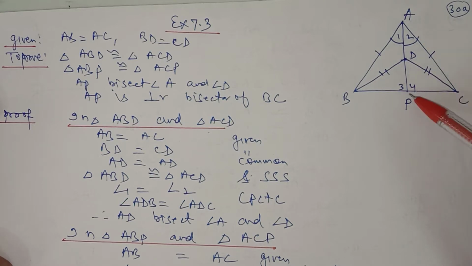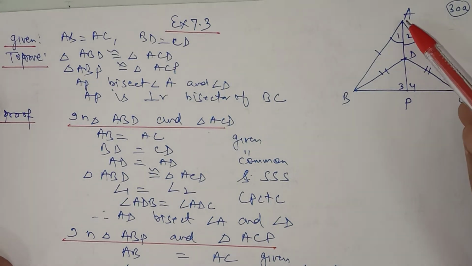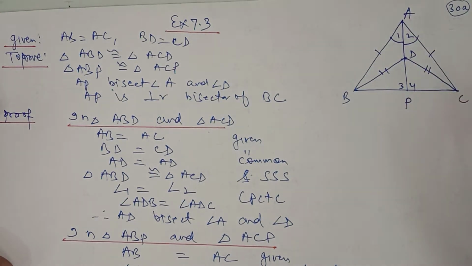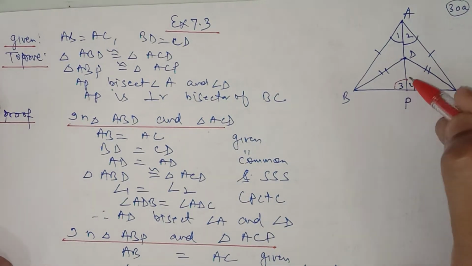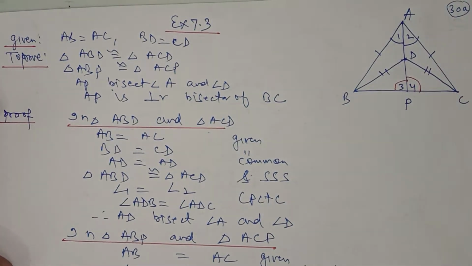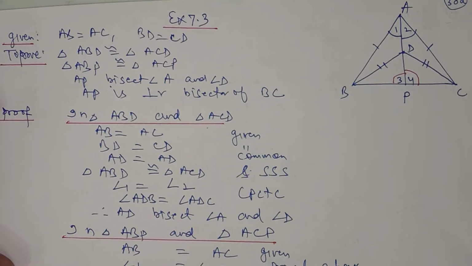You have to prove that AP is a bisector, and then you have to prove that AP is a perpendicular bisector of BC. This you have to prove. Perpendicular bisector means 90 degrees and it bisects the side.